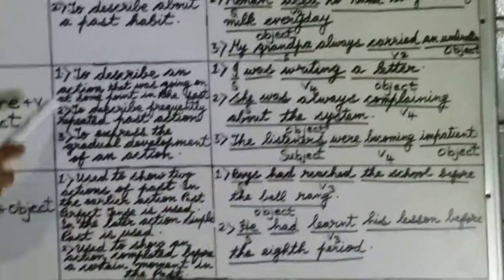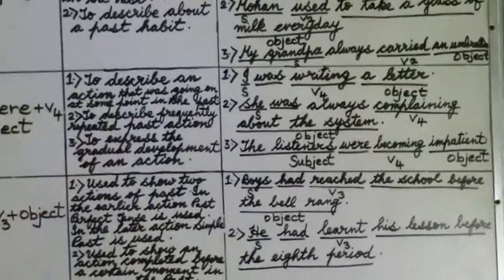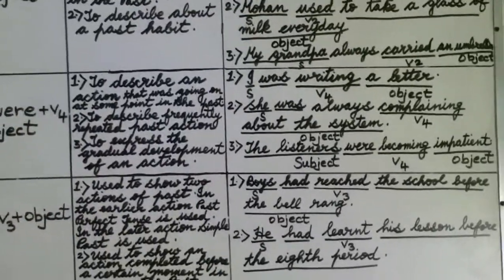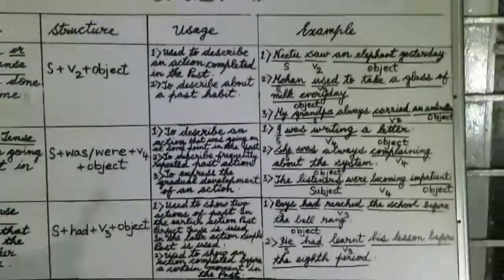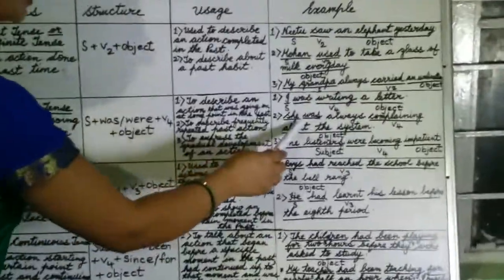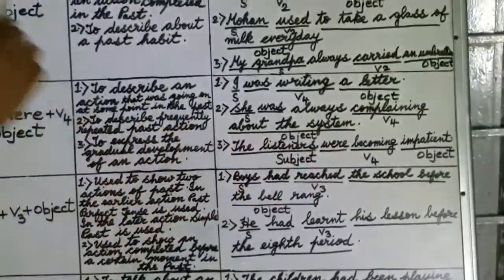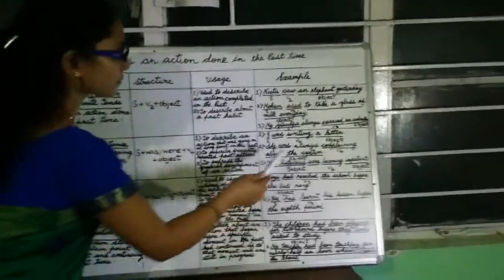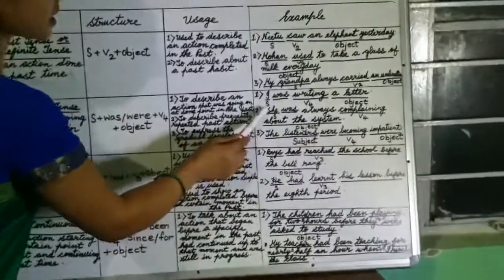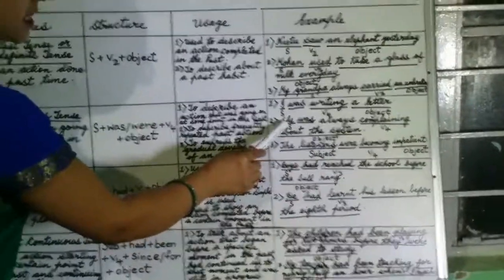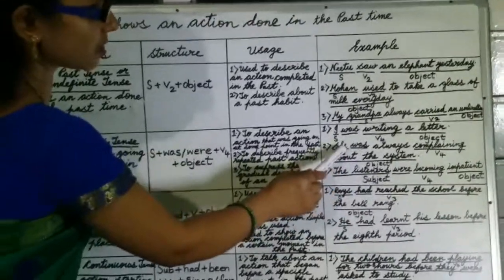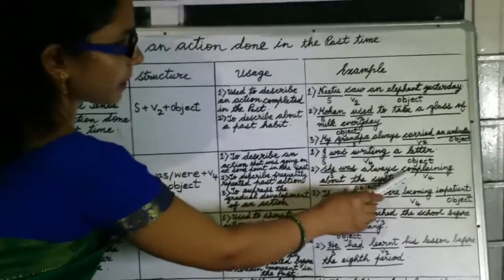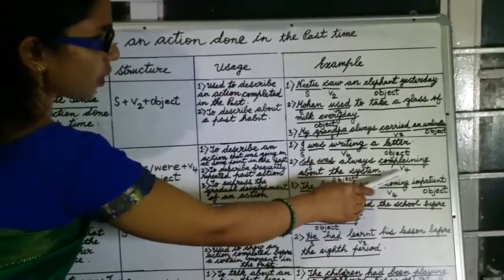That means the usage of past continuous tense is to describe frequently repeated past action. Frequently means many times at short intervals. She was always complaining means she was complaining again and again. Many times she was complaining about the system. She is the subject in this sentence and the subject is singular. So was is used with this singular subject and complaining is the V-ing, fourth form of verb, and the rest is the object.